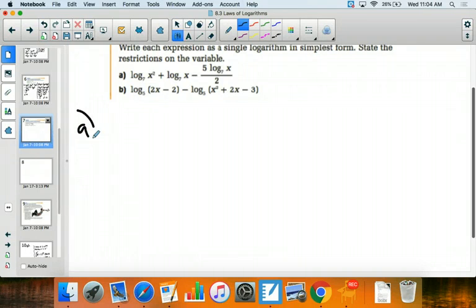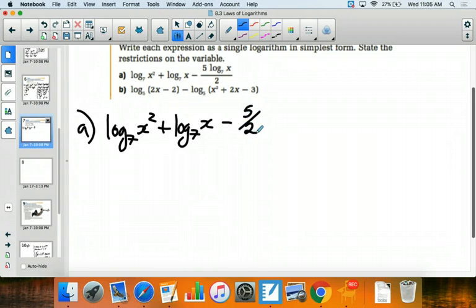So if we're going to simplify this, we've got log x squared base 7 plus log x base 7 minus, well, really we can write this as 5 over 2 log x base 7. You okay with that rearrangement of that term there? The fact that 5 log x base 7 divided by 2 is just the same as a coefficient of 5 over 2?